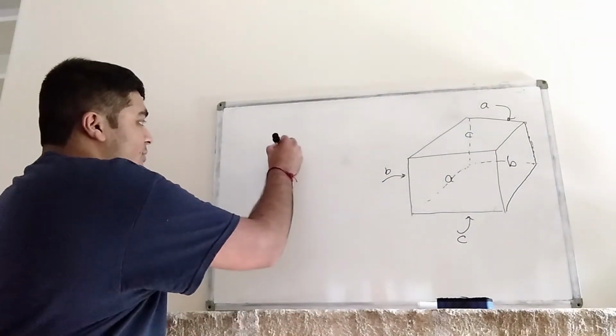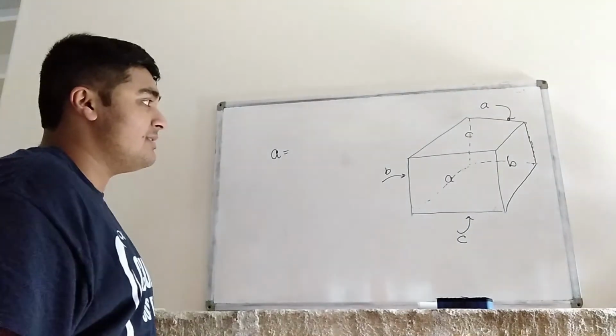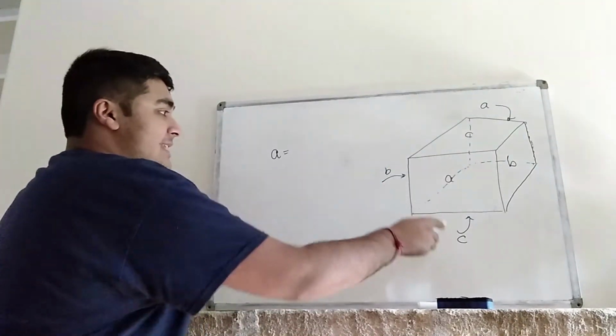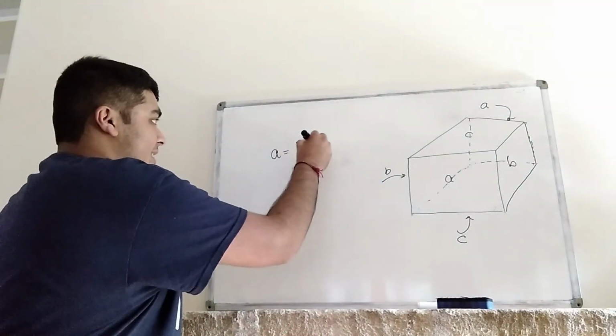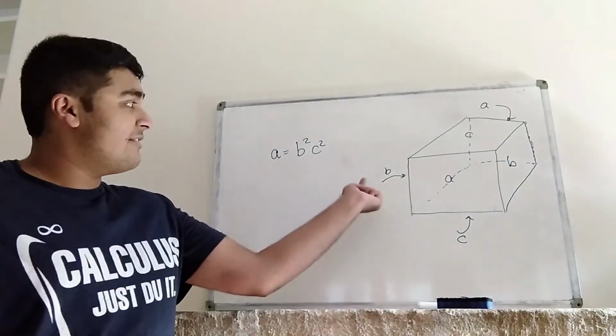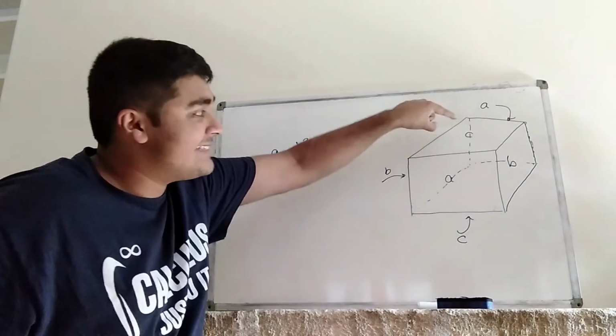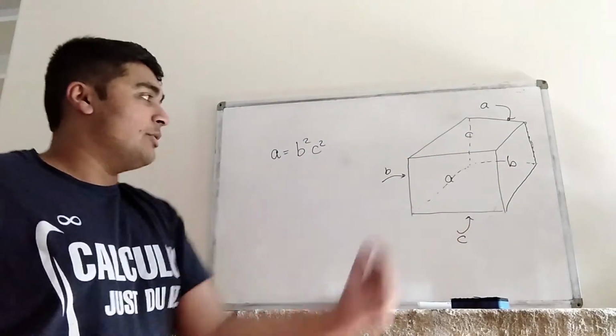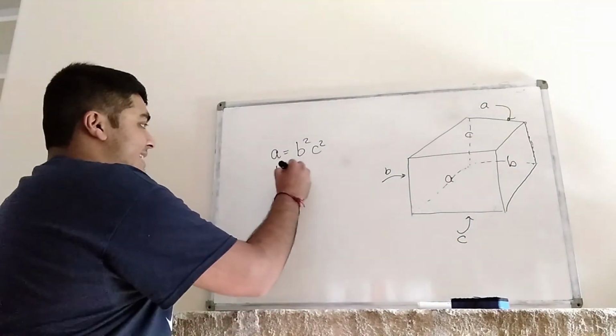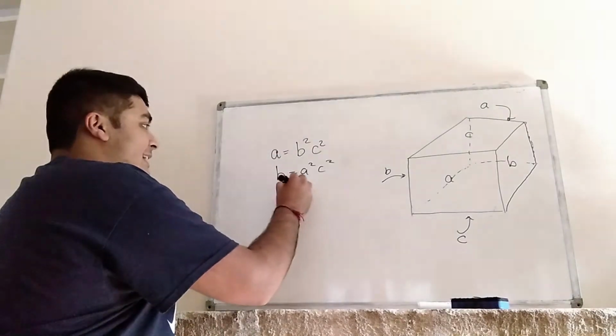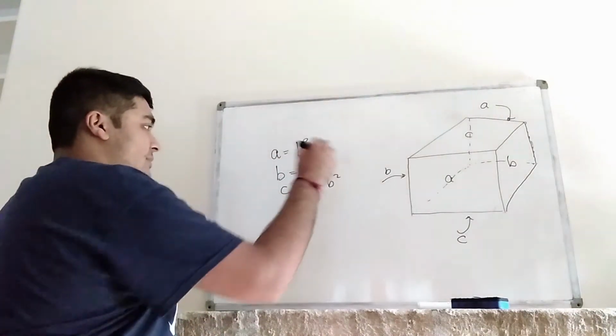Let's look at A, for example. A is the product of its neighbours. So that's B times C times B times C, which is B squared, C squared. Similar thing for B. B is the product of its neighbours. Its neighbours are A at the back, this C on top, this A here, and this C on the bottom. So B is equal to A squared, C squared. And similarly, C is equal to A squared, B squared.